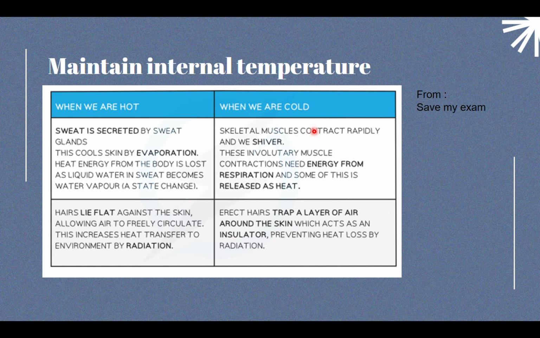When we are cold, skeletal muscles contract rapidly and we shiver, like you will be shaking in your place. This is an involuntary action by your muscles. Contraction needs energy from respiration, and some of this is released as heat. That's why you get warm when you shiver. Erector muscles will contract, causing your body hair to stand. So that's why when you are shivering, you will find your body hair standing in place, which acts as an insulator, preventing heat loss by radiation.